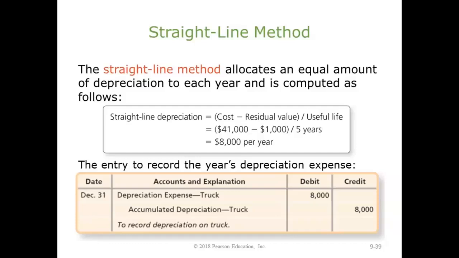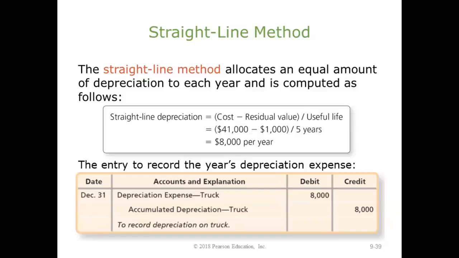We come out with straight line depreciation of $8,000 per year. Now, the entry to record the depreciation expense is always going to be a debit to depreciation expense and a credit to accumulated depreciation. It's never a credit to the actual asset account. It's always a credit to a contra asset account, or an offset account against the asset.